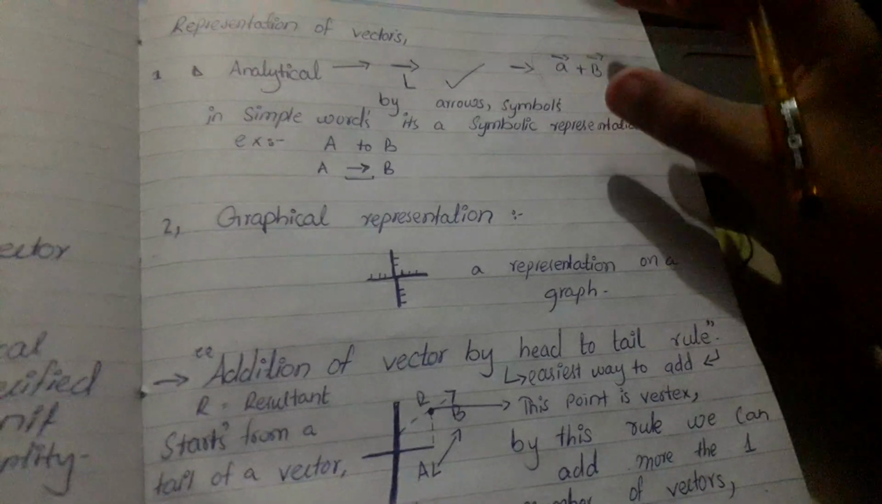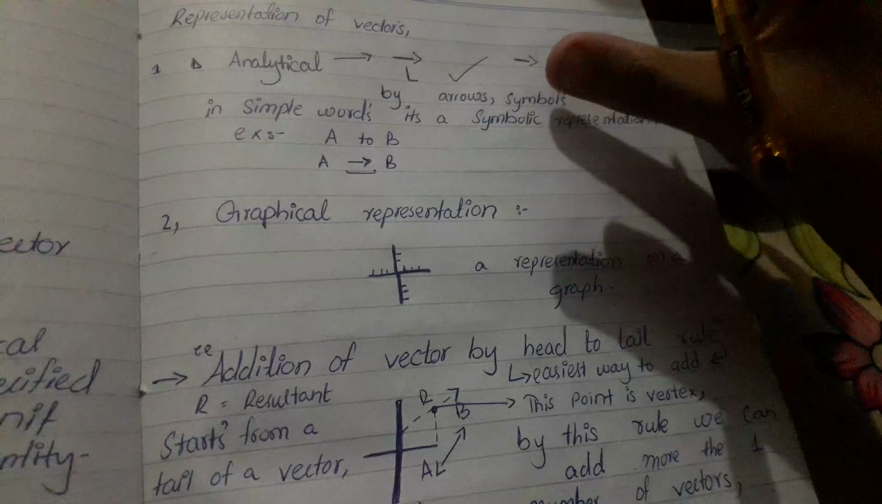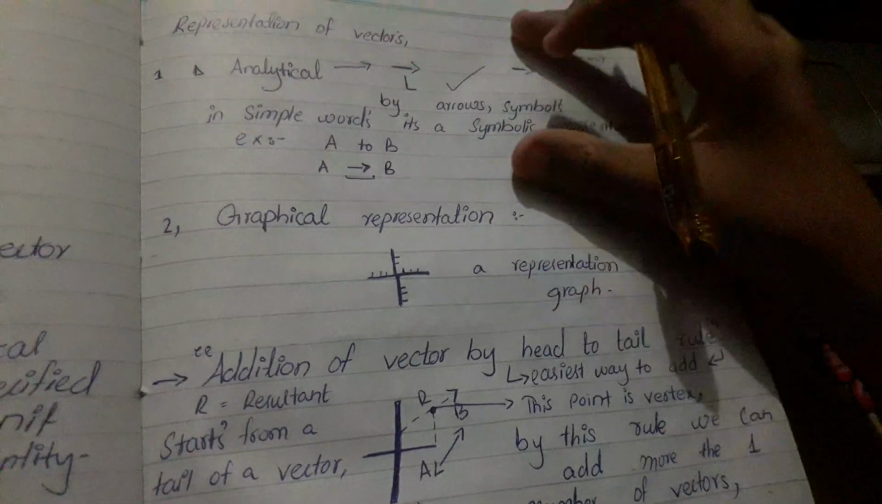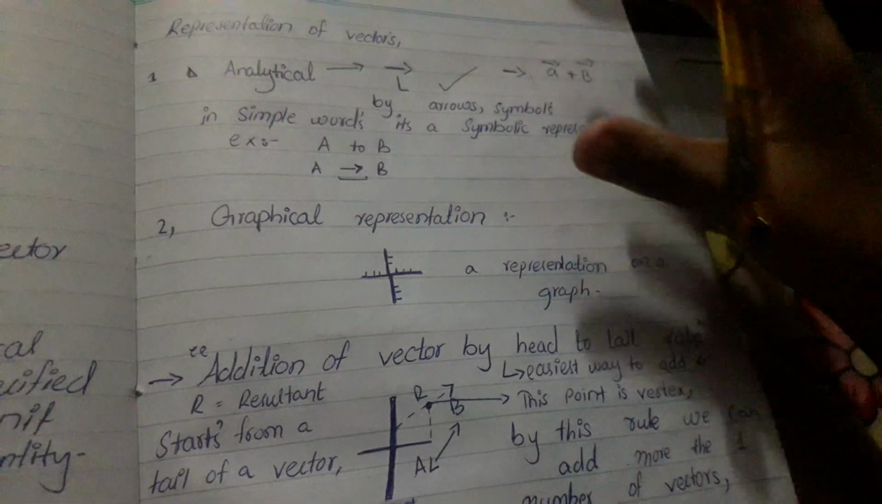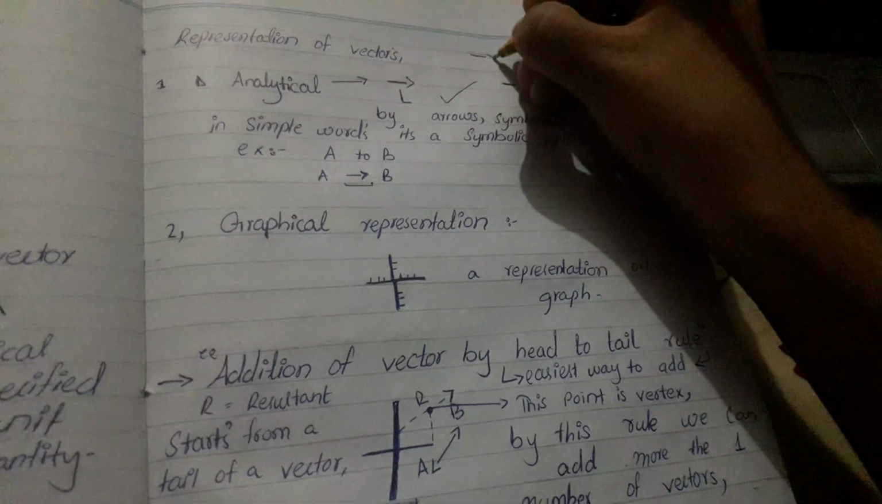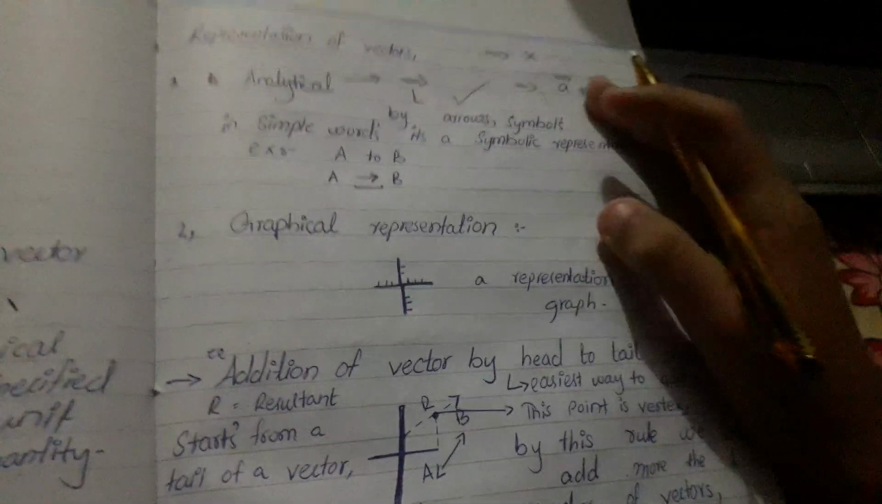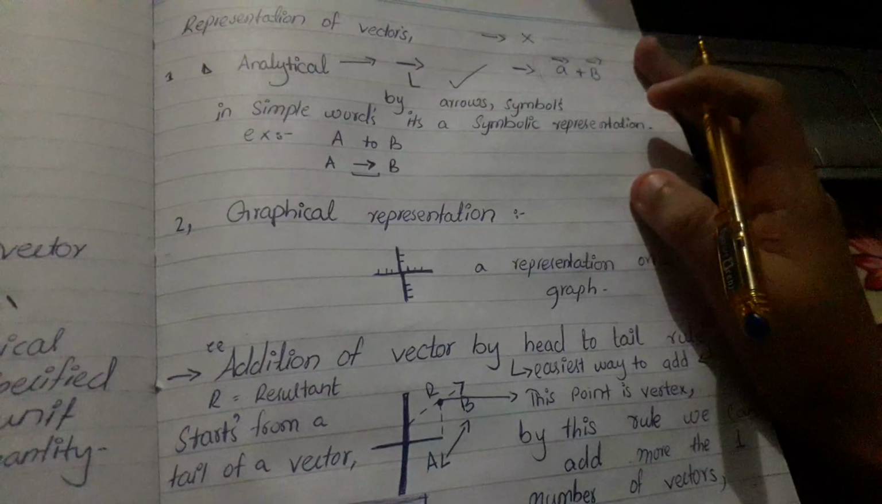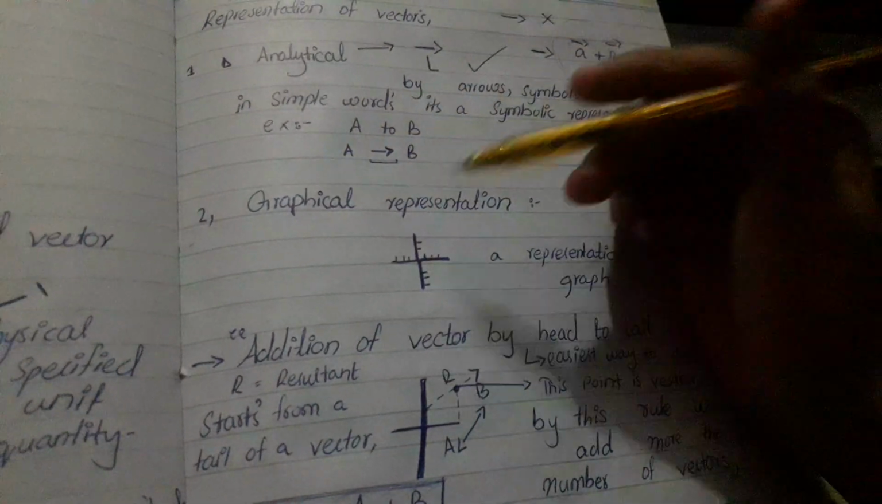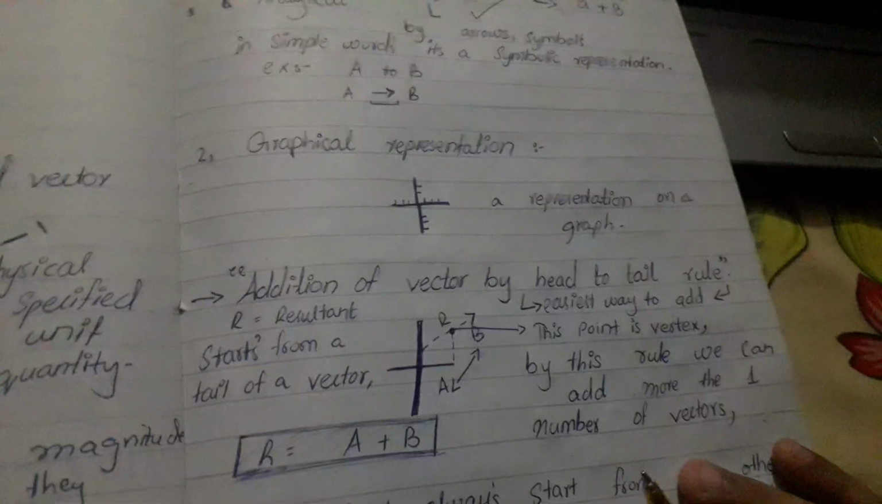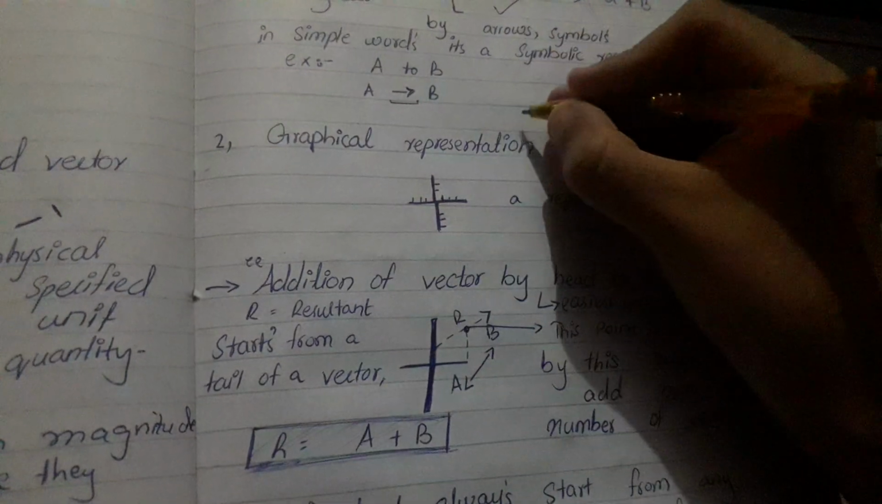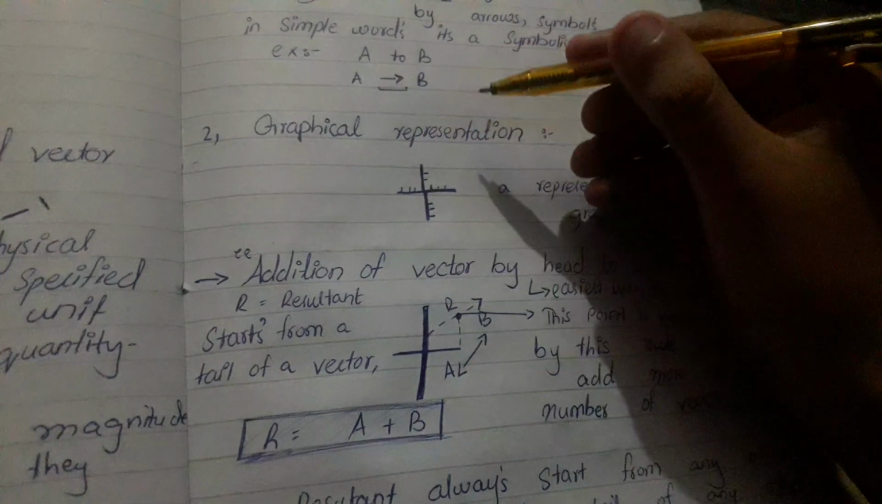We represent a symbol on a specific number, on a particular value, and then showcase that it is a vector or non-vector, meaning scalar force. Yeah, in simple words, it's a symbolic representation. The same example is right here, you can just copy paste right here. Of course, now we will move forward to our next topic, that is graphical representation.